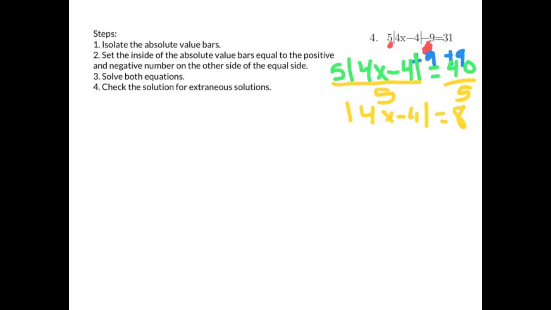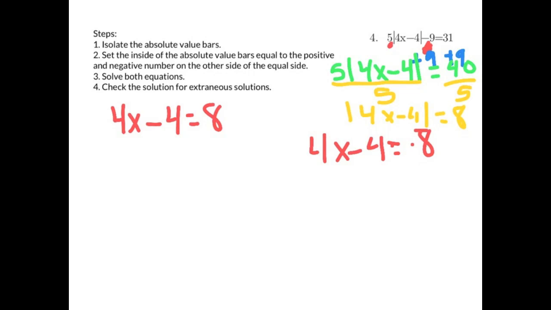So step 2 says set the inside of the absolute value bars equal to the positive and negative version, and that's just our case 1 and case 2. We've done that before, so we're going to go ahead and start. So that's going to be 4x minus 4 is equal to 8, and I'm going to go down here, 4x minus 4 is equal to negative 8. Okay, now we're going to go ahead and start solving.